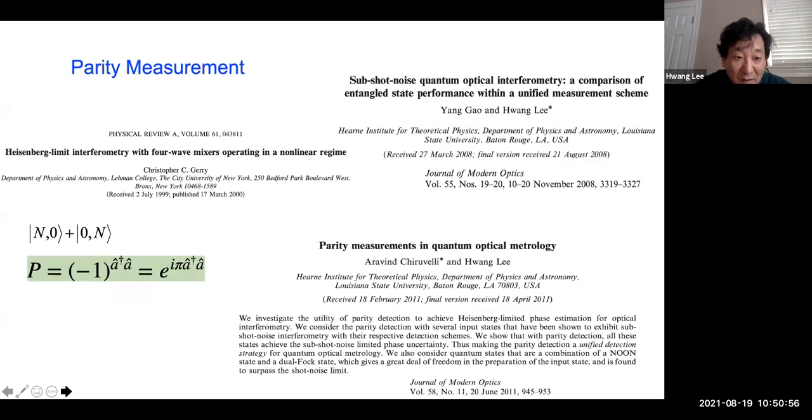Okay, in the optical situation, Chris Gerry proposed the parity operator, which is with the number of photons. For a NOON state, if you measure this parity, it reveals a high phase sensitivity that scales like 1/N. And that parity measurement was applied to all the other quantum states. At some point we could make a unified scheme of measurement, making parity measurement a unified measurement strategy.